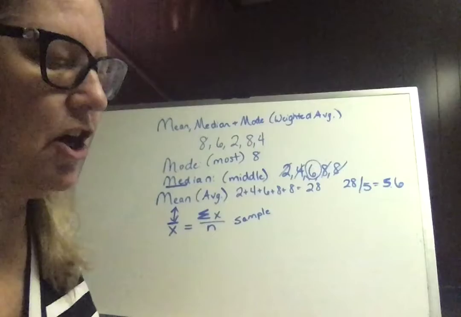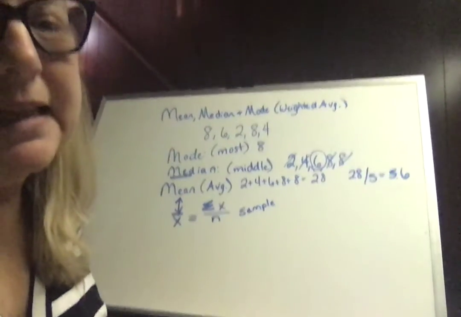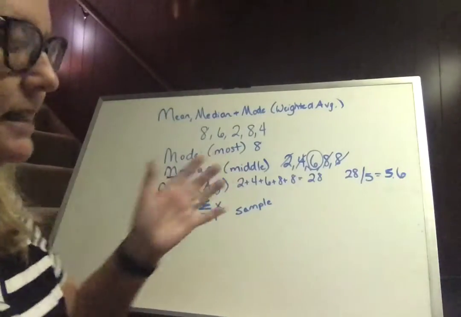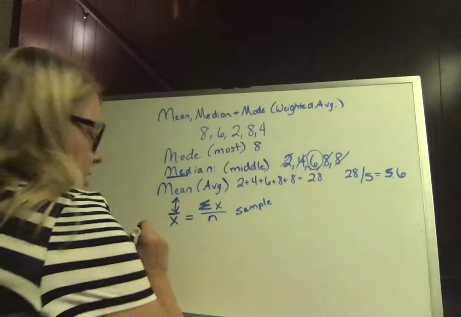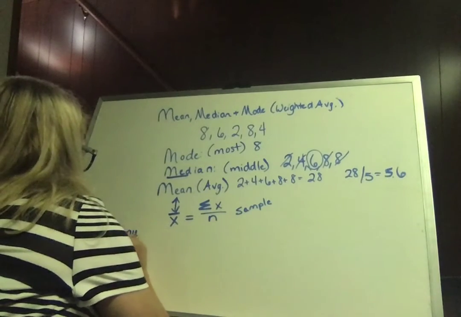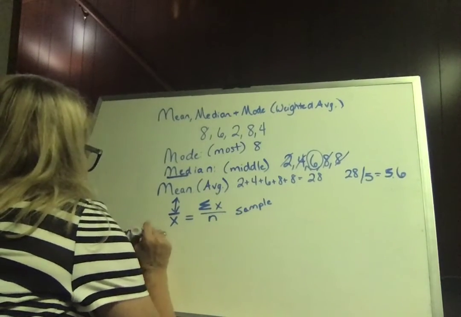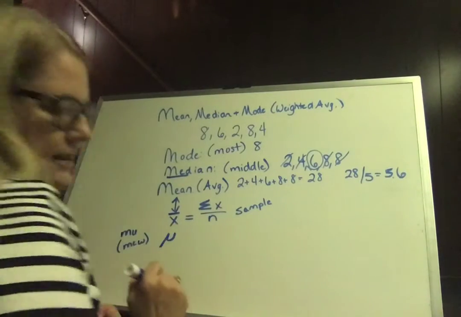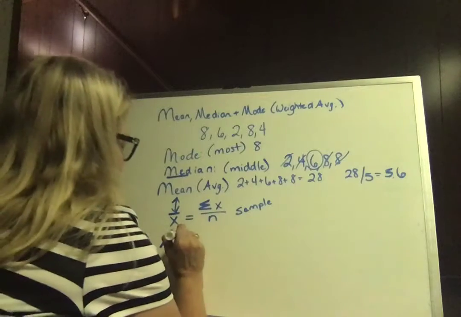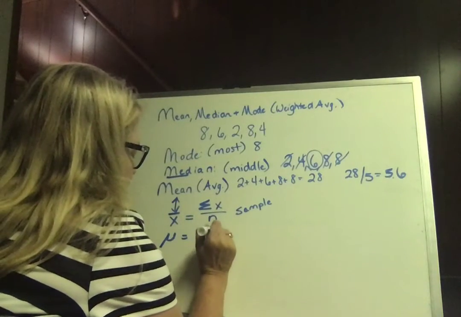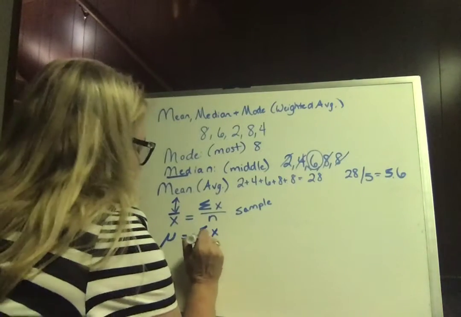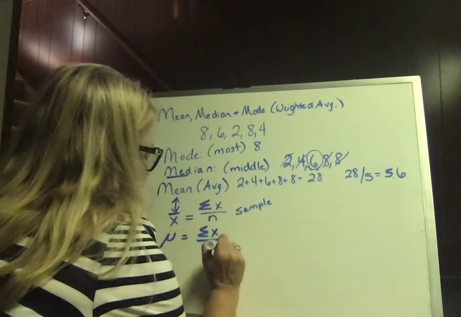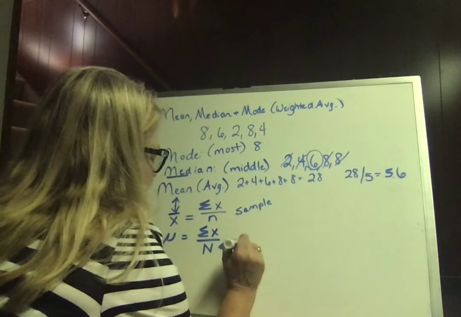They also talk about in the book, instead of just a sample, having the entire population. So it would be called mu, which looks like a sort of backwards U. And it adds up all the numbers, but divides by the entire population.